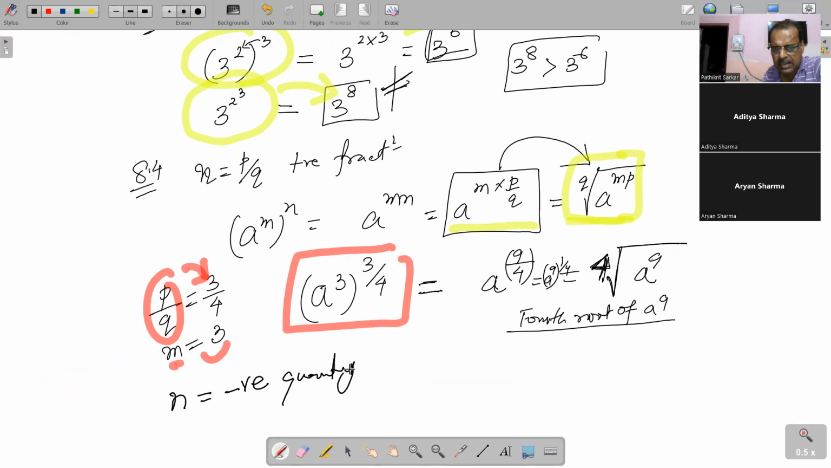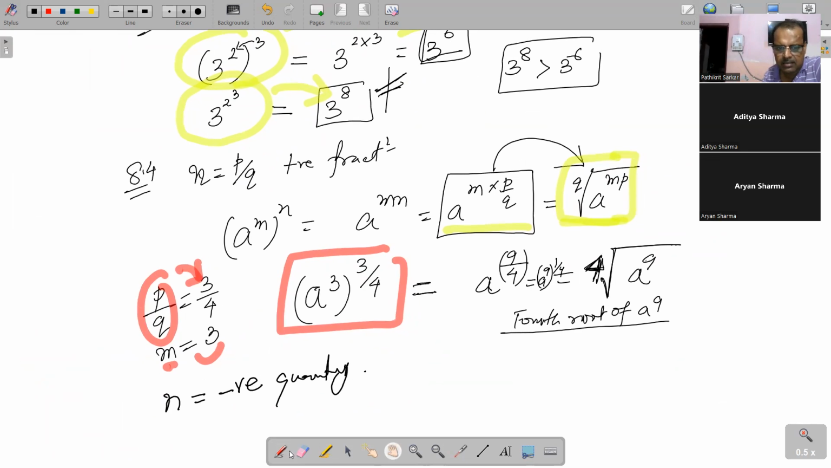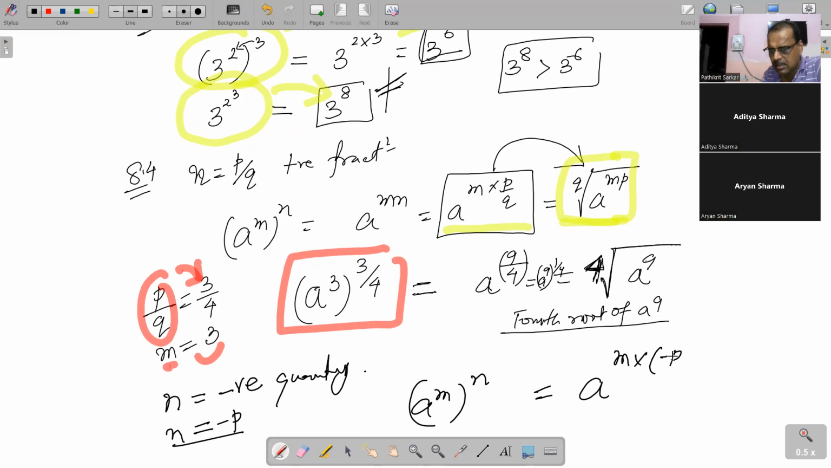Suppose it is seen that n is a negative quantity. So in that case, a to the power mn comes down to a to the power m n. We have considered a negative quantity, so let us take n as minus p. So in that case, what will happen? It comes down to a to the power m multiplied by minus p. So ultimately it comes down to a to the power minus m into p. And ultimately it becomes 1 by a to the power m into p.